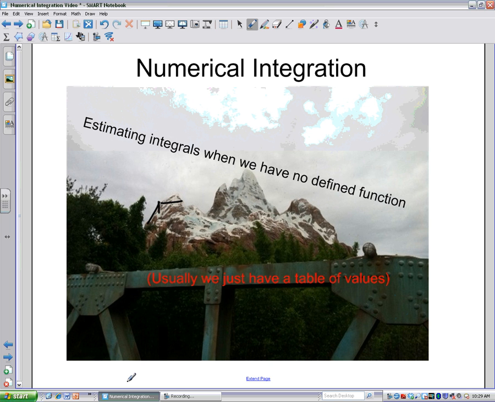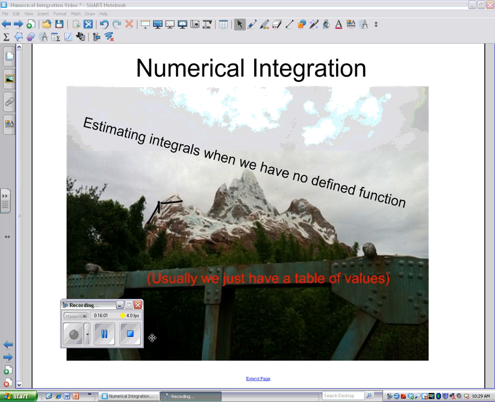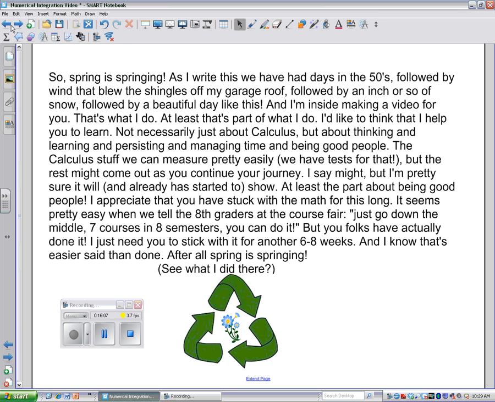Okay, so numerical integration. I think I'm running long here. I'm pretty sure 16 minutes. Oh my gosh. But let's go back to this for you for a second.